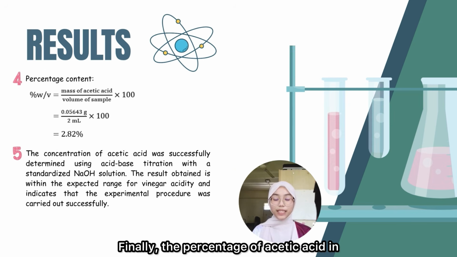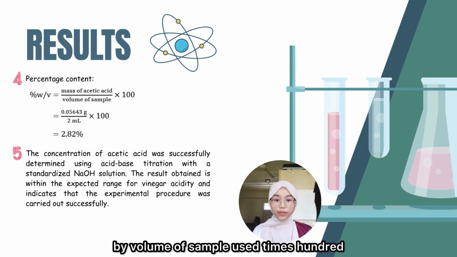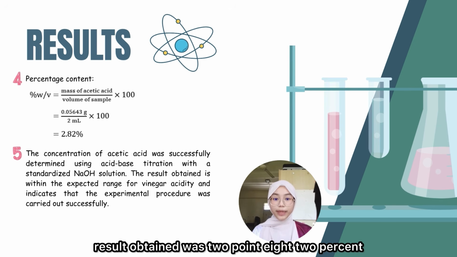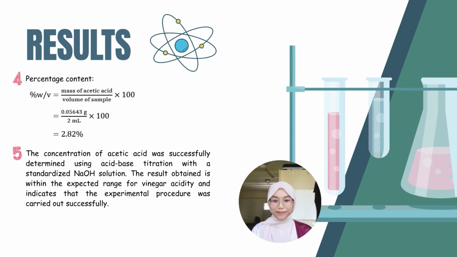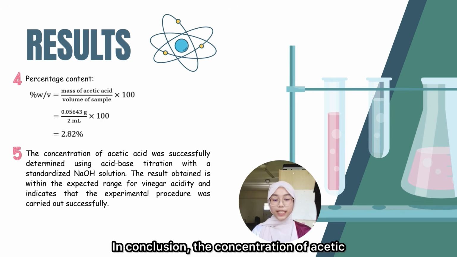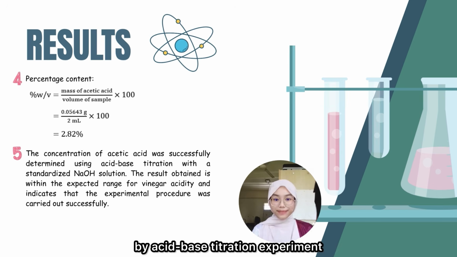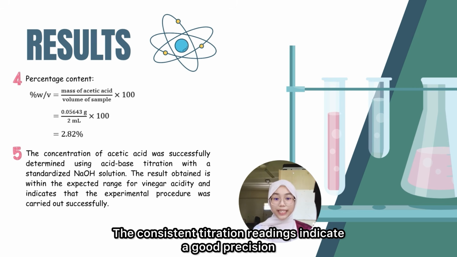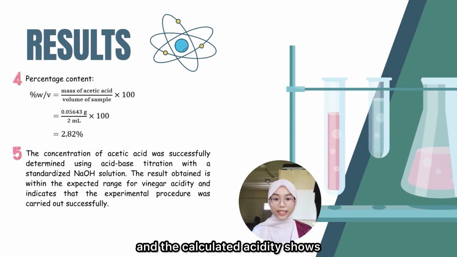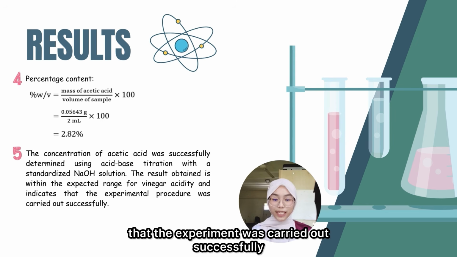Finally, the percentage of acetic acid in the 2 ml vinegar sample was calculated. Using the formula mass of acetic acid divided by volume of sample used times 100, the result obtained was 2.82% weight per volume. In conclusion, the concentration of acetic acid in the vinegar sample was successfully determined by the acid-base titration experiment. The consistent titration readings indicate good precision, and the calculated acidity shows that the experiment was carried out successfully.